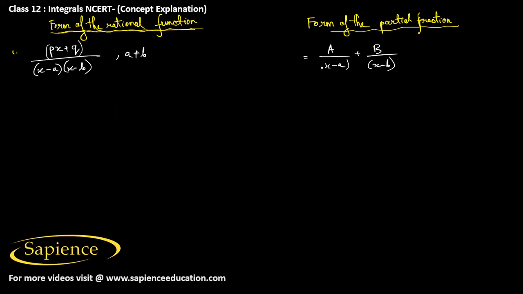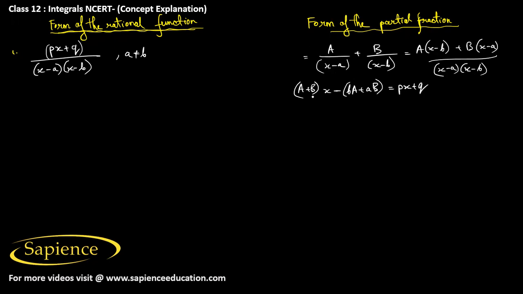And then if we compare the coefficients, we can find the values of A and B. So we write it as A into x minus b plus B into x minus a, divided by x minus a into x minus b. From there we can find the values of p and q. The numerator is A plus B into x and minus of Ab plus Ba, so that is equal to px plus q. So A plus B will be p, and minus of Ab plus Ba will be equal to q. In that way we can find the values of A and B, and then write the values of A and B here.